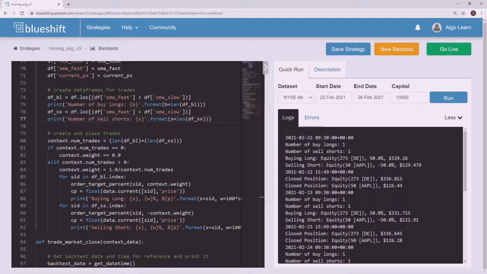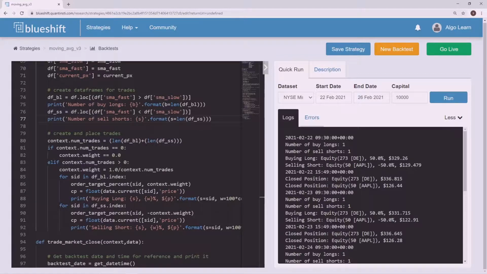50% of the portfolio was allocated in a long position to Deere at $329.26. That was our purchase price. And then our selling short, yep, there it is, negative 50%. So half the portfolio was allocated towards selling Apple short, and the price at that open was 129.48. And then 10 minutes before close, we closed out.